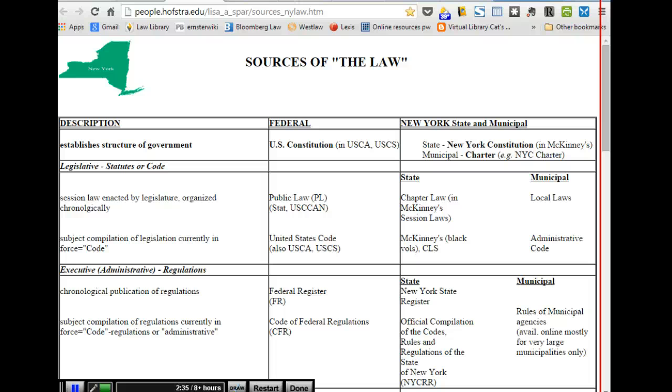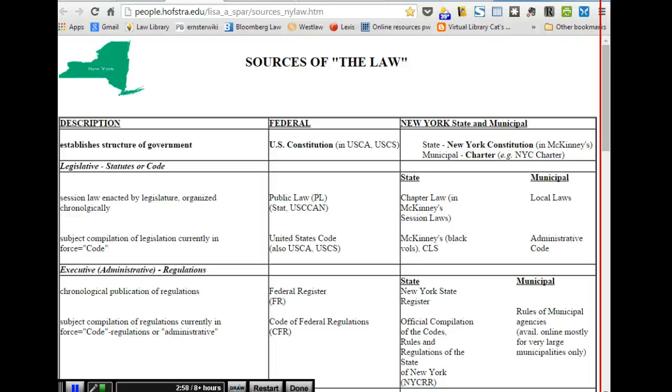Okay, so how is the chart constructed? Basically, the first column is going to tell you what you're going to be looking at in the second and third columns. And obviously the second column talks about federal sources, and the third column talks about New York State and the municipalities created by New York State. So you can see the third column has two parts to it. Okay, in terms of the rows, that's going to be the highlight.